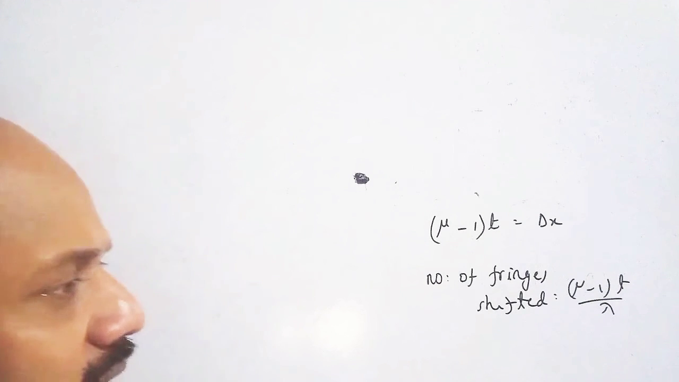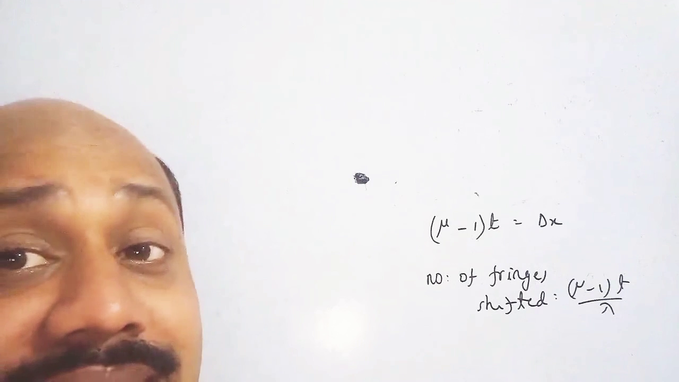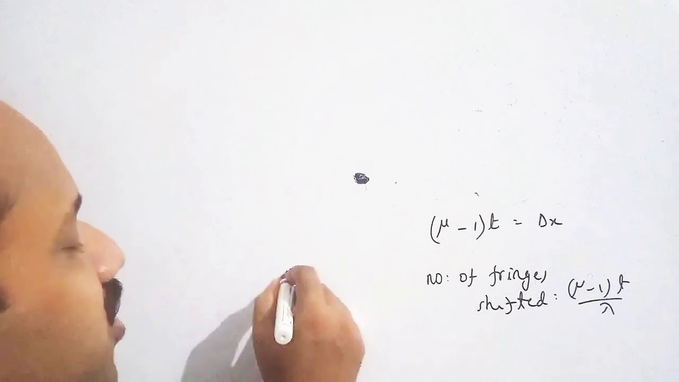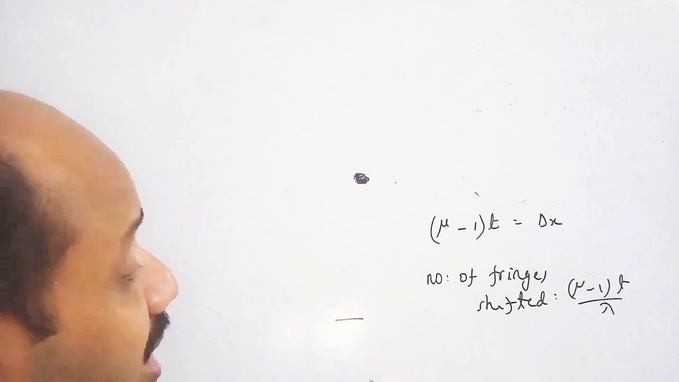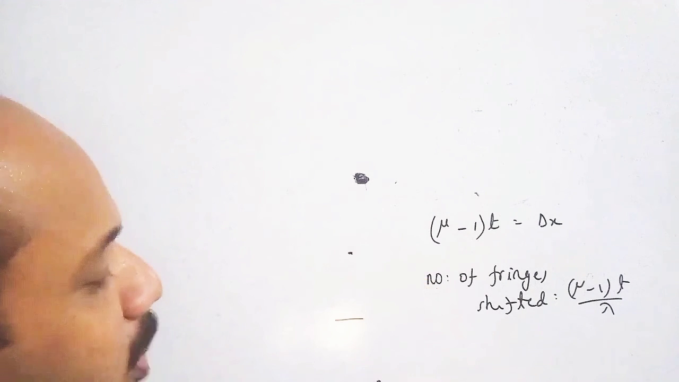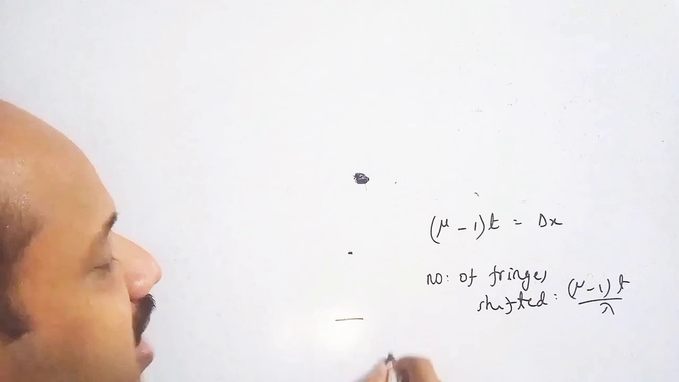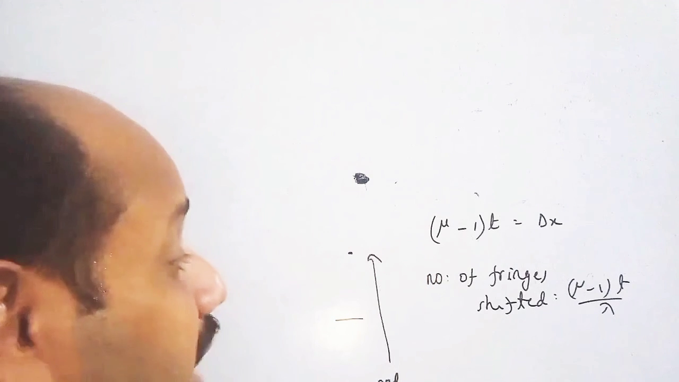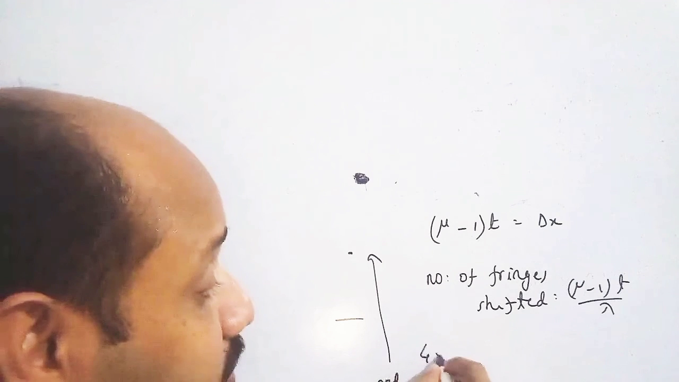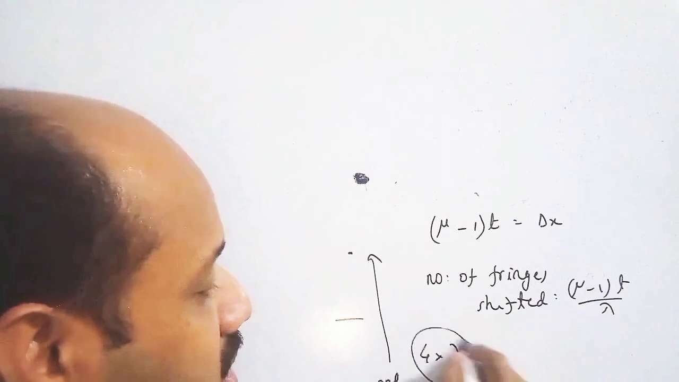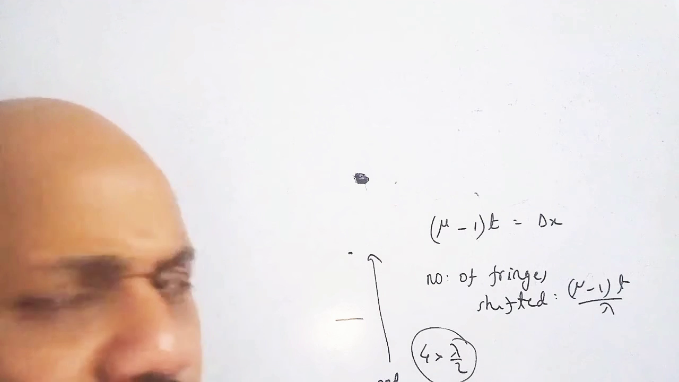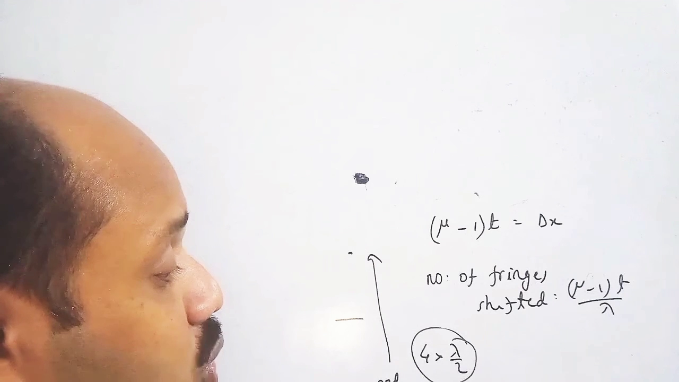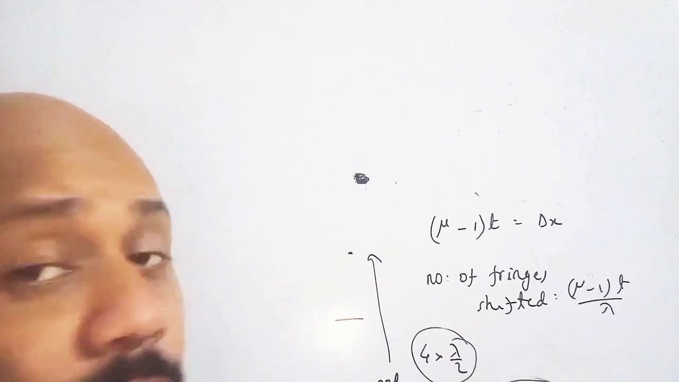Look, here it is given that the second order minima is observed above the center of the screen. Because of the introduction of this sheet, the second order on the bottom is transferred to the top. Then the phase difference should be at least 4 into lambda by 2, that is almost 2 lambda or less than 2 lambda. Therefore, the phase difference should be 2 into 2 pi, at least 4 pi.